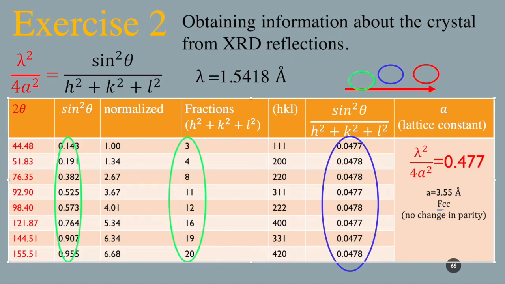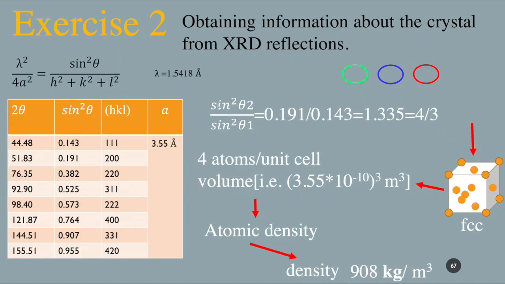We can further check by using these equations. So sine square theta for the second peak is 0.19, and the first peak is 0.14. If we divide, we get 1.335, which is equal to 4 divided by 3. As we know from the first exercise, 4 by 3, when we get it from this equation, represents the FCC structure. So we are confirmed, we are sure that this is FCC.